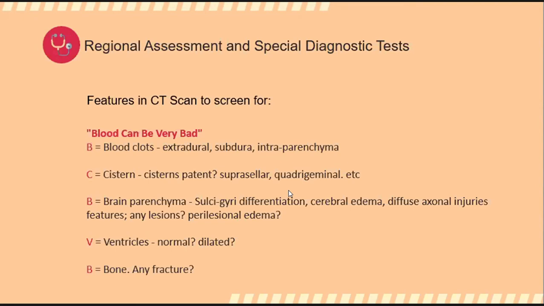Blood clots can be extradural, subdural, or intraparenchymal within the brain. Look at the cisterns and the brain parenchyma, whether there are still sulci and gray-white differentiation, the convolutions. You can see cerebral edema. Diffuse axonal injuries usually present with loss of differentiation between gray and white matter, with punctate hemorrhages on CT scan. Check if the ventricles are normal or dilated; there may be hydrocephalus, especially in subarachnoid hemorrhage. And the last B is bone, if there's any fracture.